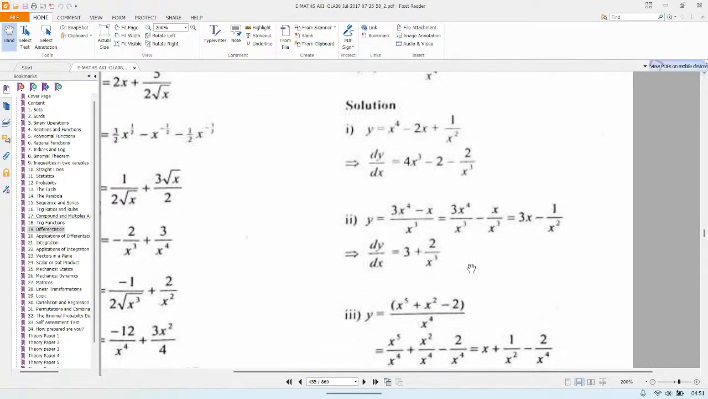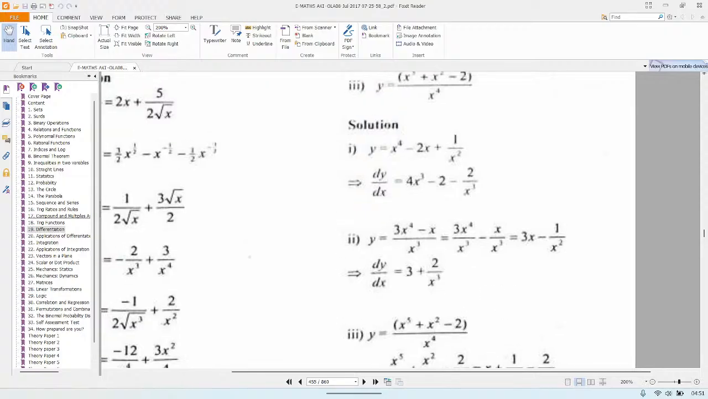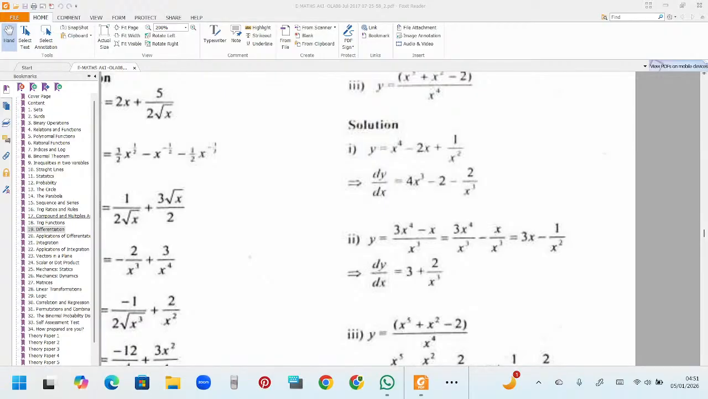So that's it. Now let's do the next one. x exponent 5 plus x squared minus 2 all over x exponent 4.